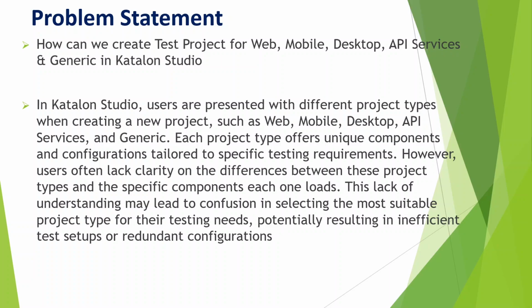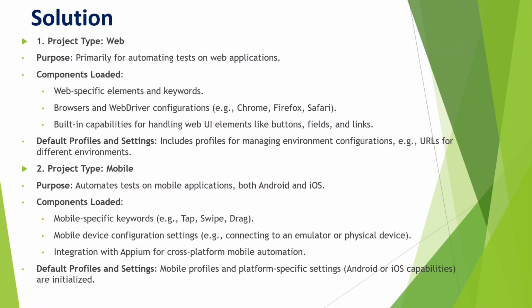So now let us jump in and see what all these different types of projects are that are available in Katalon Studio and how we can select them. The first project type is web. The purpose is primarily for automating tests on web applications.